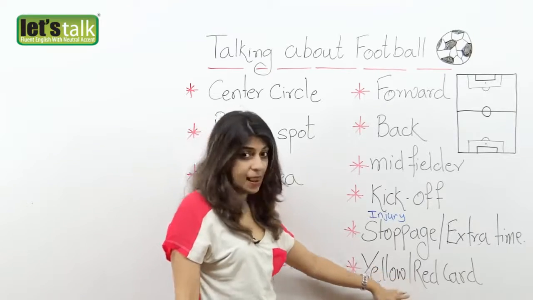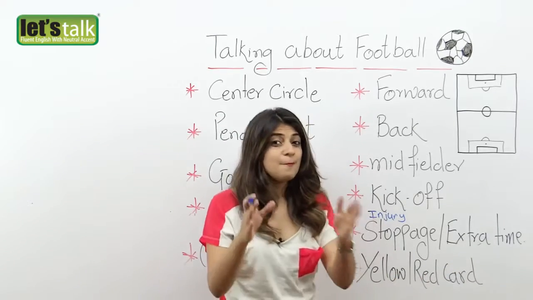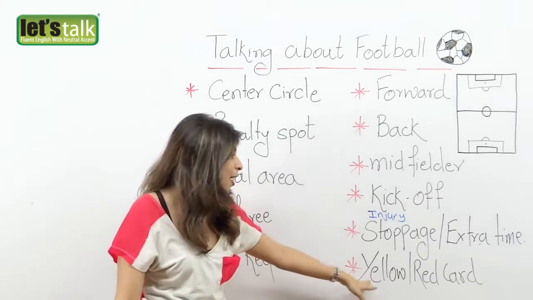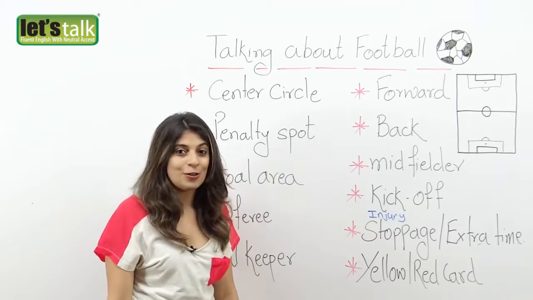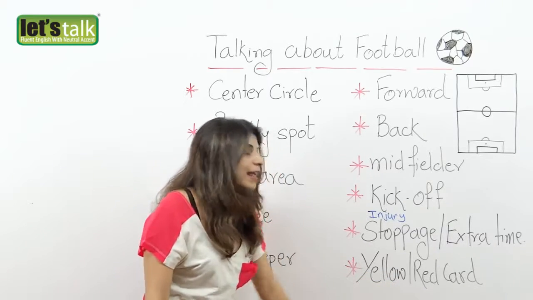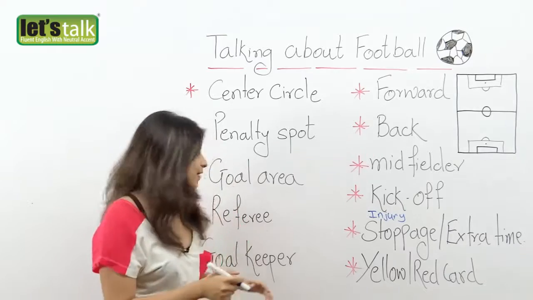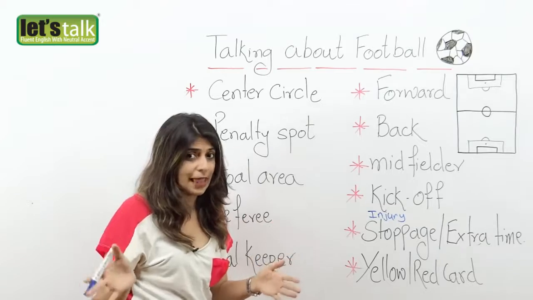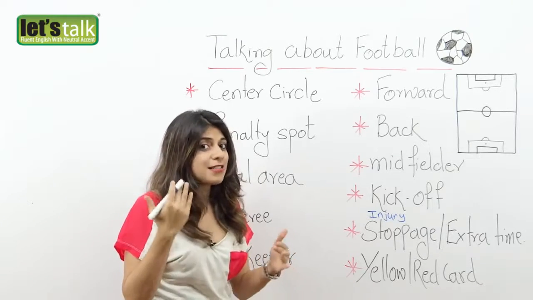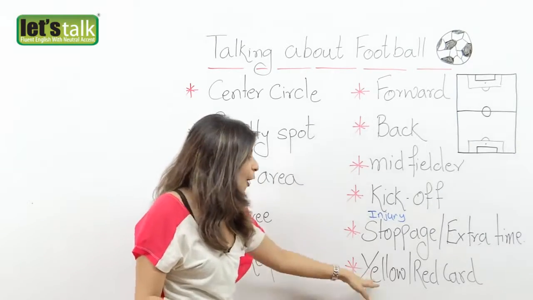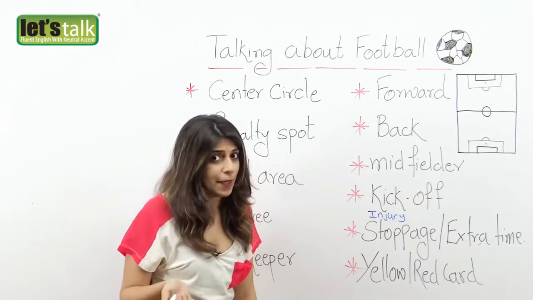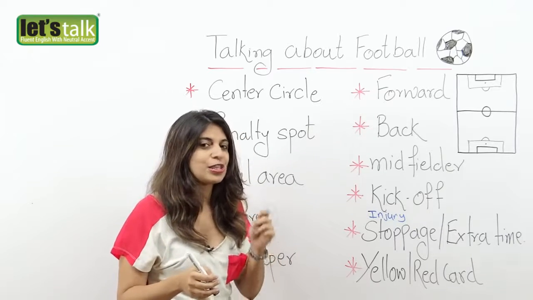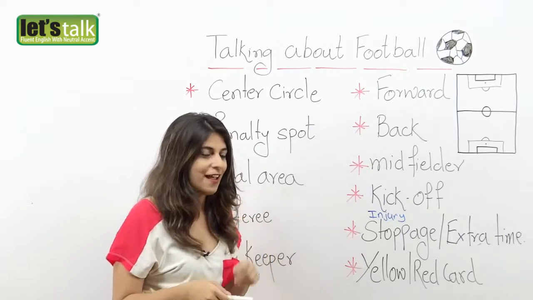And then we have the yellow and the red card. The most important things, and which most of the referees love to show, yellow or red cards to the players. Yellow card is a warning card shown by the referee. Now remember, referee is the person in charge of the game, okay? He ensures that the rules are followed. So if a player has disobeyed a rule, then he is warned by a yellow card. So yellow card is a sign of warning.